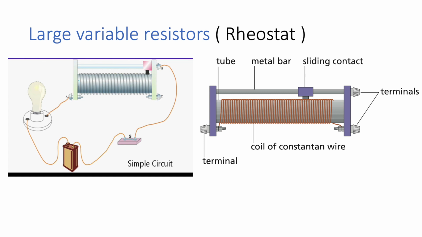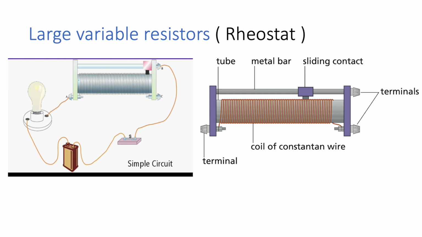Large variable resistors or rheostats are used in science lab. You can see a rheostat with 3 terminals, left side 1 terminal and right side 2 terminals. The upper terminal is connected to a good conductor. Between the left terminal and right side bottom terminal, you can see a coil of constantan wire, a resistive material. It is not insulated.